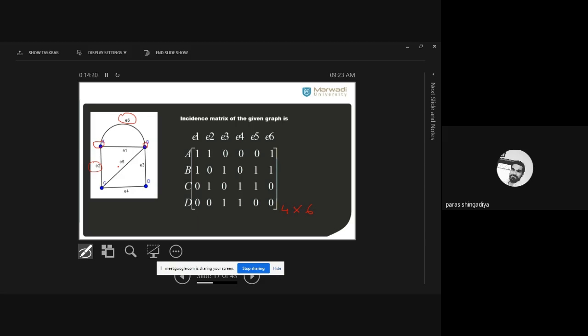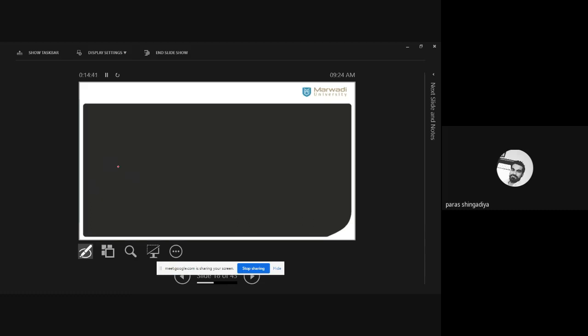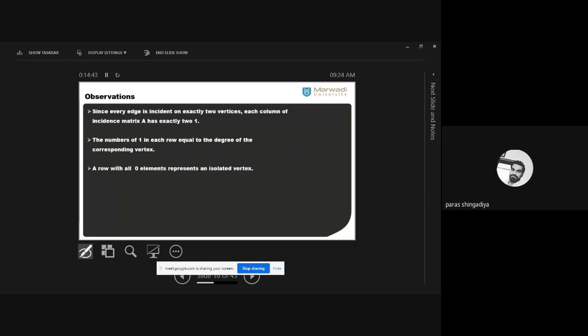4 times of 1. So degree of B is equal to 4. As you can see here, how many edges are connected with the B? That is the top corner vertex. That is also 4. Clear? C has a degree 3. So 3 times of 1 appear in the third row. And D has a degree 2. So there are 2 times of 1 appears in the last row. Clear? So number of ones appear in the corresponding row that indicate the degree of that particular vertex.